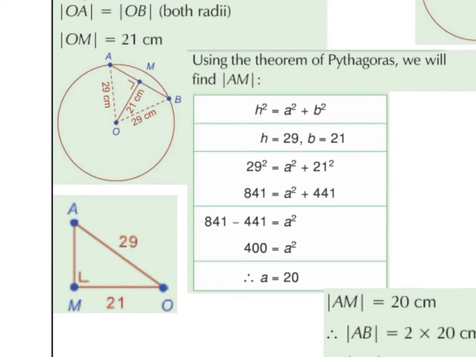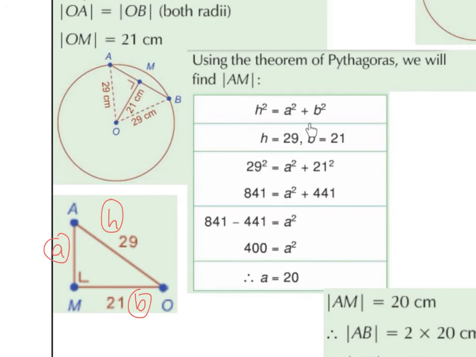to B. So we have a right angle triangle, and we're going to use the theorem of Pythagoras to find AM. So our formula for Pythagoras is h squared equals a squared plus b squared, or in our formula book it's written as c squared equals a squared plus b squared. So we're going to label what we have. So the 29 is the longest side, so that's the h, or the hypotenuse. And I'm going to label 21 as b. And AM, which is the side we're looking for, I'm going to label as a.